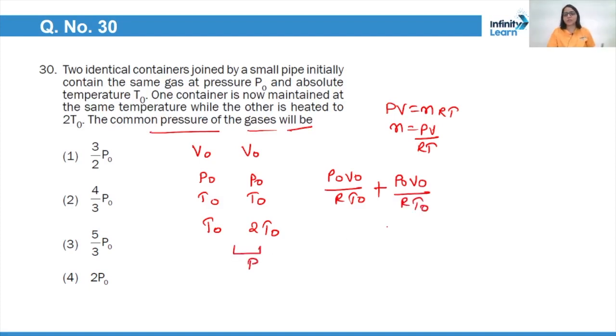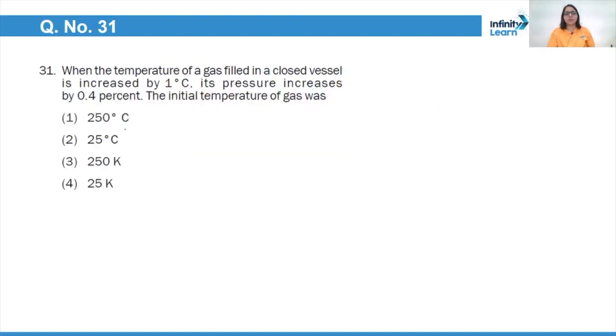Let's say the common pressure is P, so it is equal to the final number of moles in both the containers, that is P V naught upon R T naught plus P V naught upon R 2 T naught. Right. So after solving this one, you'll get the value of P as 4 upon 3 P naught, which is option 2.